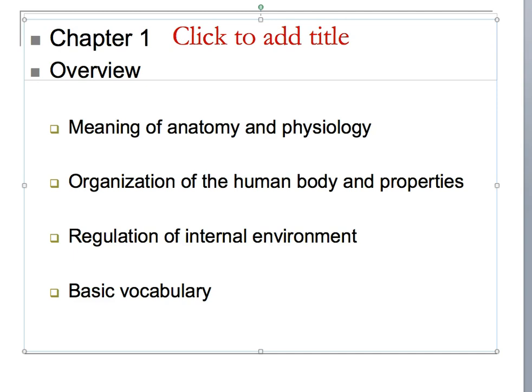This is Chapter 1, and we are looking at the meaning of anatomy and physiology, as well as the organization of the human body and some of the properties inside of it. Inside Chapter 1, we're going to go through these, as well as these other ideas.